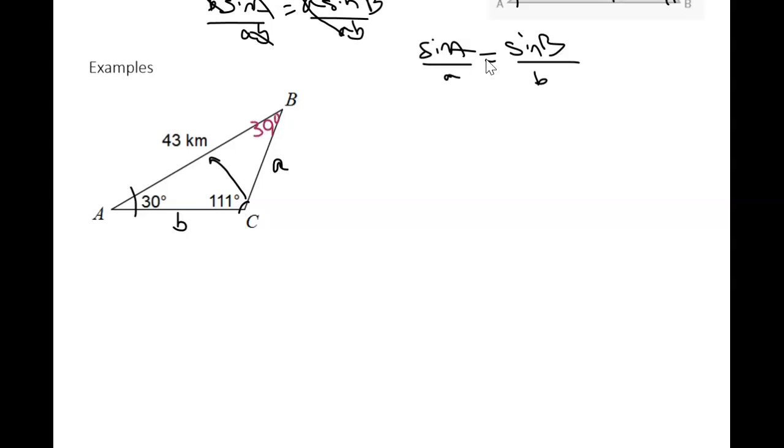Because there weren't any directions on this problem, it's just an example, I'm just going to solve the whole thing. And that means finding all sides and all angles. Now I can set up my first ratio. Let's solve for side A.